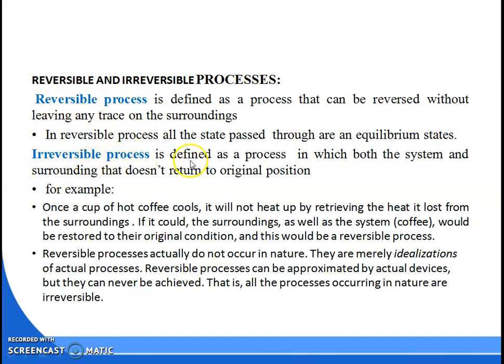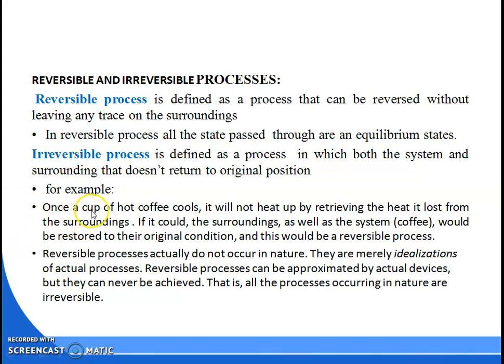Then what is an irreversible process? It is defined as the process in which both the system and surroundings do not return to their original state. Same example: if you keep the cold coffee in a room and want the heat from the surroundings to make the coffee hot, is it possible? No. So that means all actual processes are irreversible. But we consider the process to be reversible. Why? For ease of solving problems.